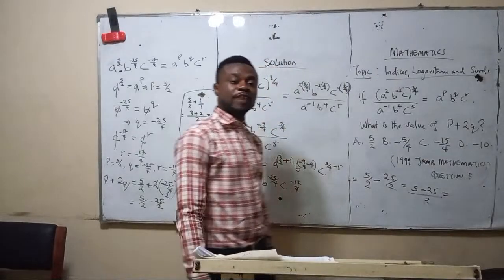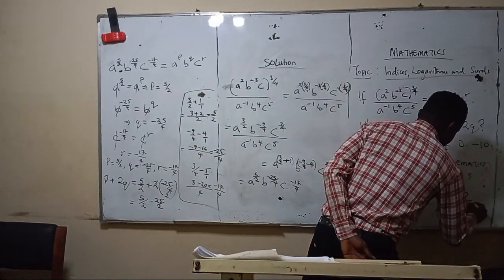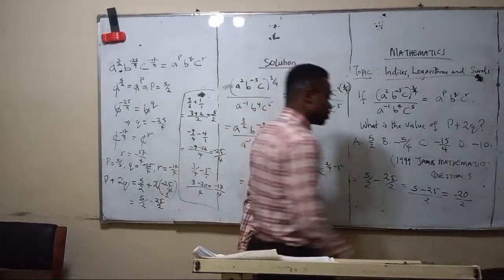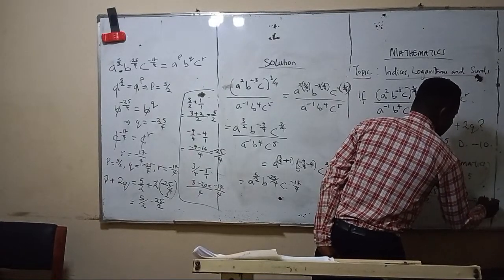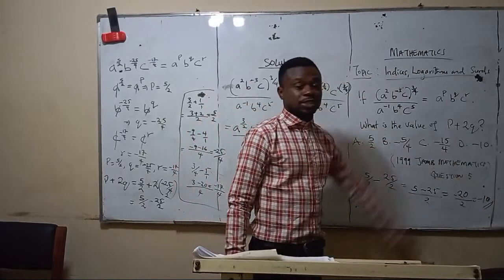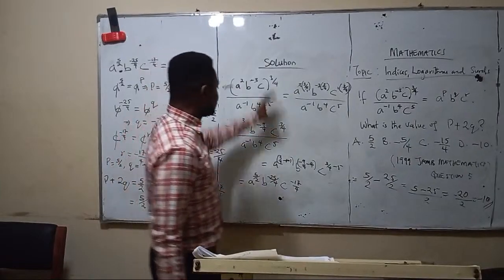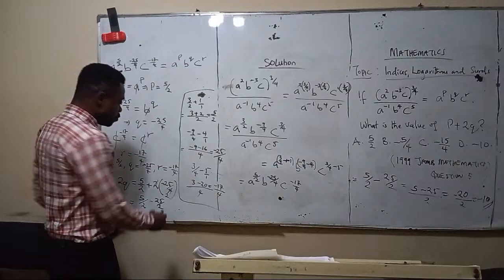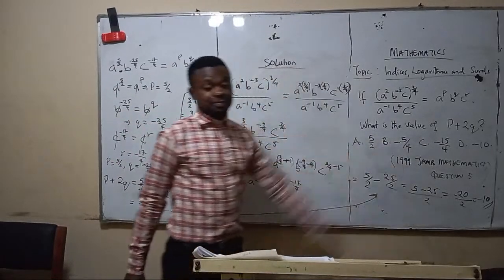5 minus 25 is minus 20. So we have minus 20 over 2. Minus 20 divided by 2 is minus 10. So the answer to this question, P plus 2Q, is minus 10. Remember, we started from here, solved to this level, and moved over to here because of space.